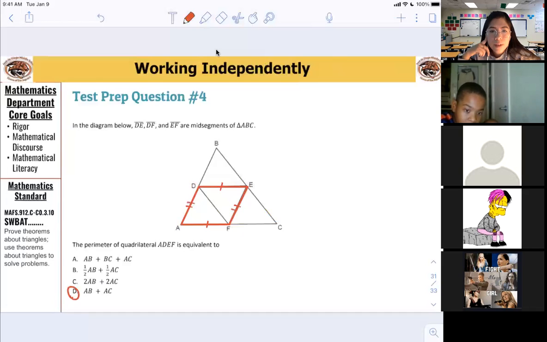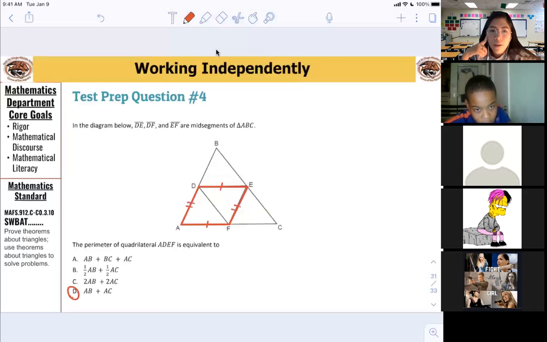Can I say how I got it? Go ahead. Well, I did what she did. I did process of elimination, then I got D, and it says the quadrilateral, and then all those sides are equal. A, D, D, E, and E, F. They're all equal. So I basically folded it around, and I found out it's the same size.